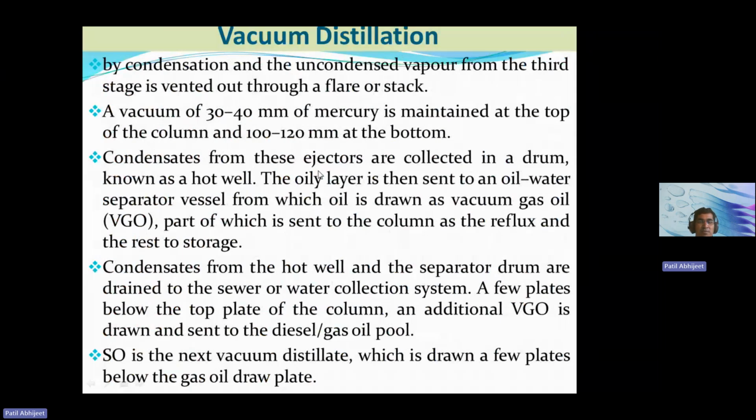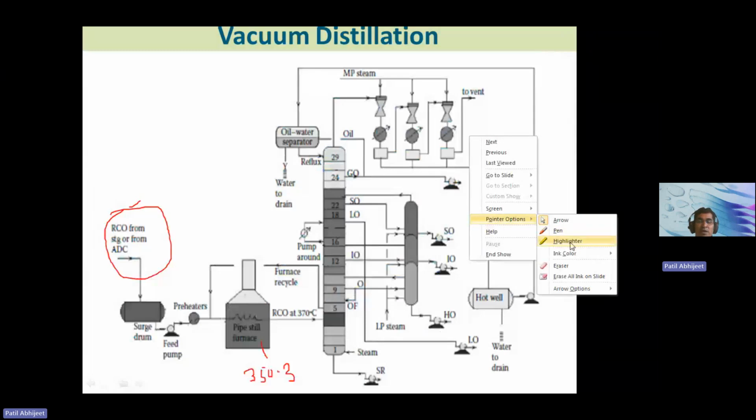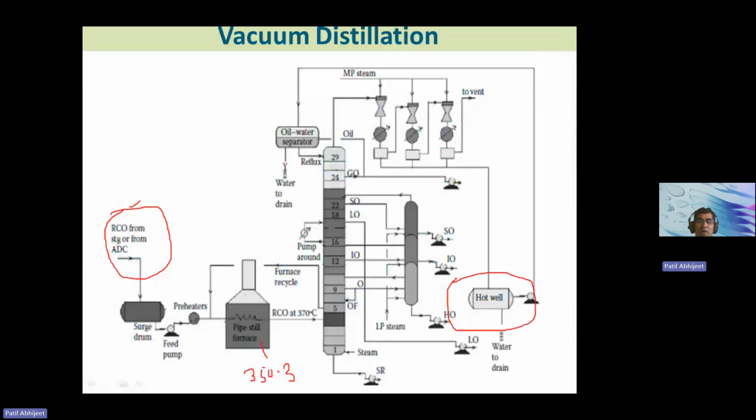Then the condensate from these ejectors is collected in a drum, and that is known as a hot well. Whatever condensate comes from these drums is combined together as a hot well. Here you can see these are combined together as a hot well in this particular picture.